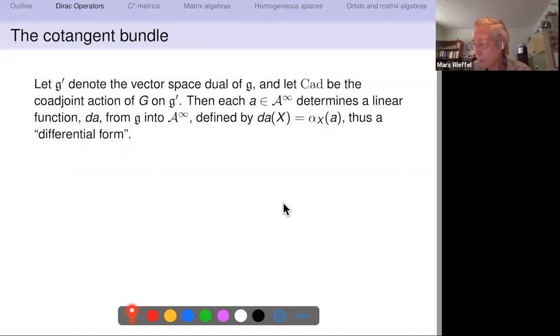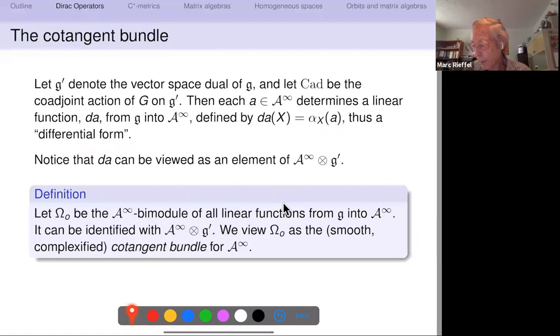This formula here that I won't try to say, and you can view these as differential forms, and as such they can be viewed as elements of the tensor product of A infinity with G prime. This might be a little bit confusing at first because A infinity is over the complex numbers and G prime is over the real numbers, but this is just tensor product over the real numbers. And we let omega sub 0 be the A infinity bimodule of all linear functions from G into A infinity, and it can be identified exactly with this A infinity tensored with the dual of the Lie algebra.